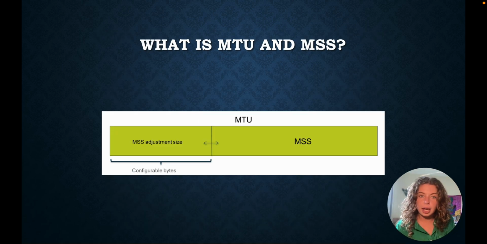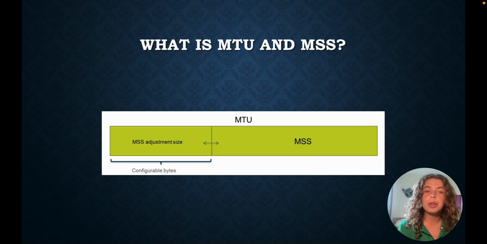What is MTU and what is MSS? So MTU, the maximum transmission unit, is a value that indicates the largest number of bytes that can be transmitted in a single TCP packet. The MTU includes the length of headers, and so the MTU minus the number of bytes in the headers equals the MSS, the maximum segment size, which is the maximum number of data bytes that can be transmitted in a single packet. A configurable MSS adjustment size allows your firewall to pass traffic that has longer headers than the default settings allow.